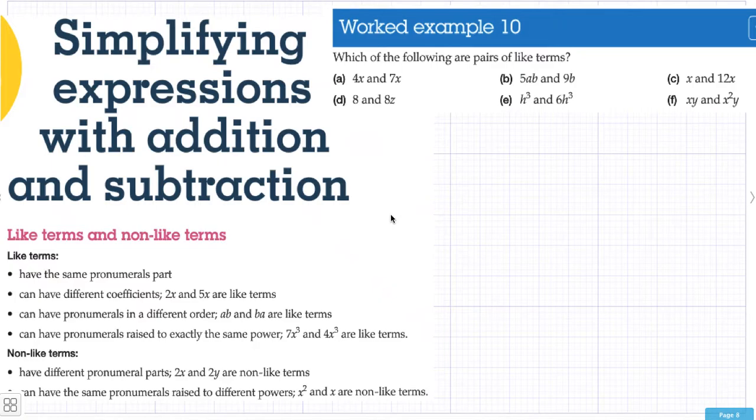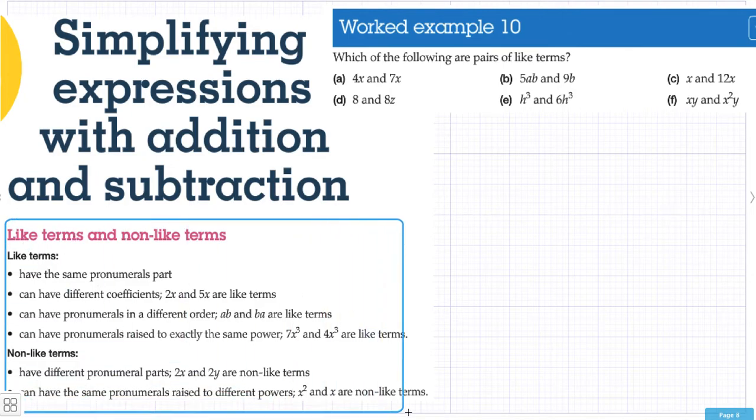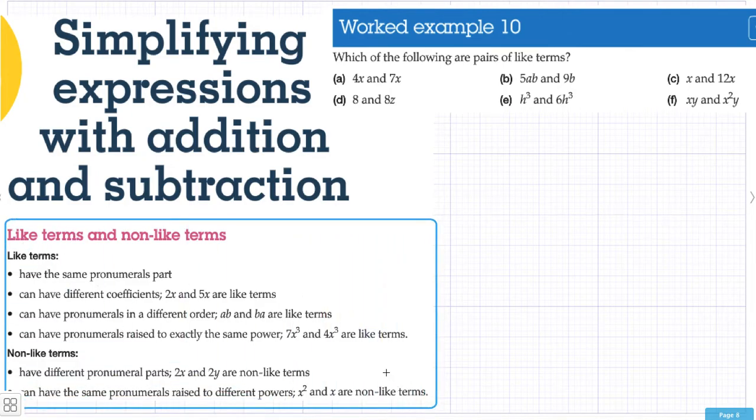In this quick video, we're looking at simplifying expressions with addition and subtraction, and the things to write down would be all the things down here with little bullet points next to them. So we're talking about like terms and non-like terms. Basically, it's apples and oranges. So you're looking for terms that have the same letters in them. Doesn't matter about the numbers, but they have to have the same letters. And those letters have to be in the same combination.